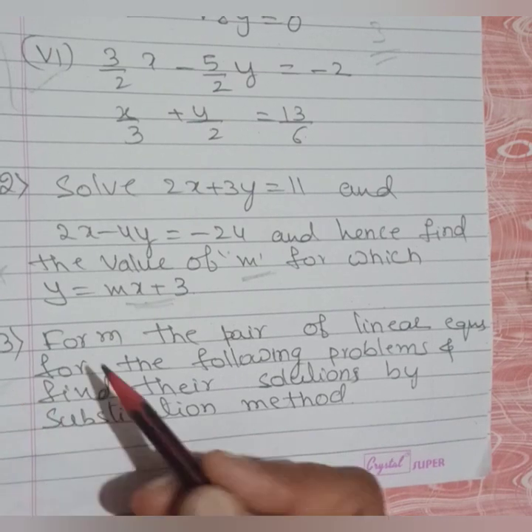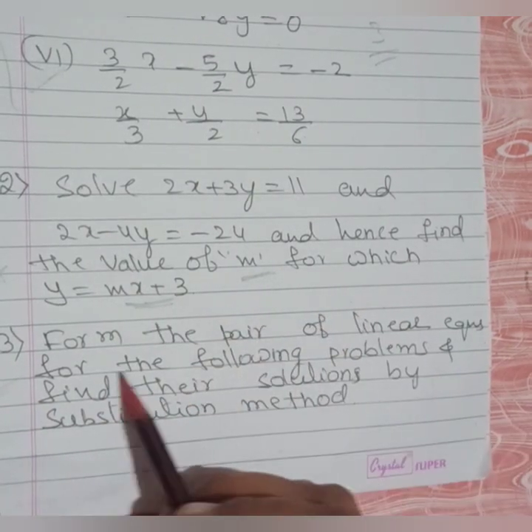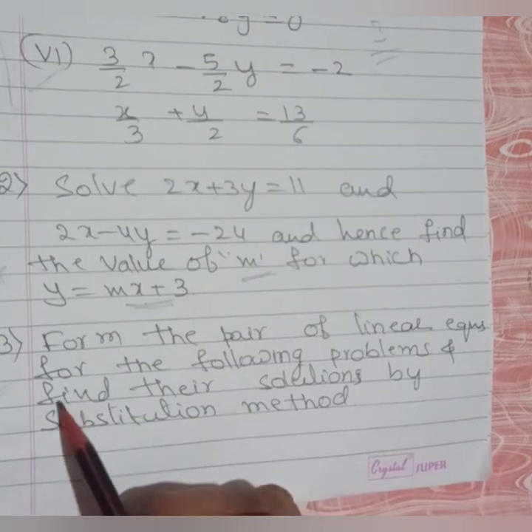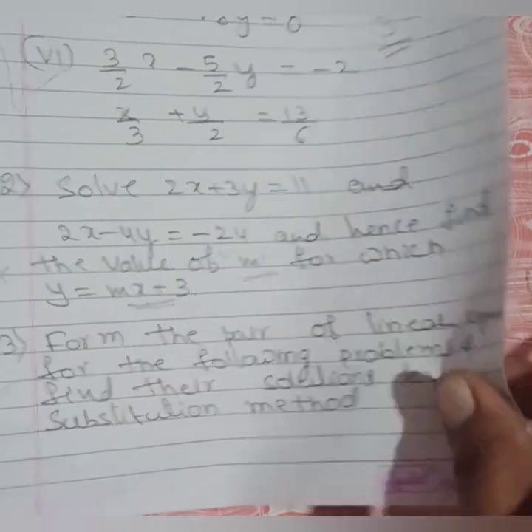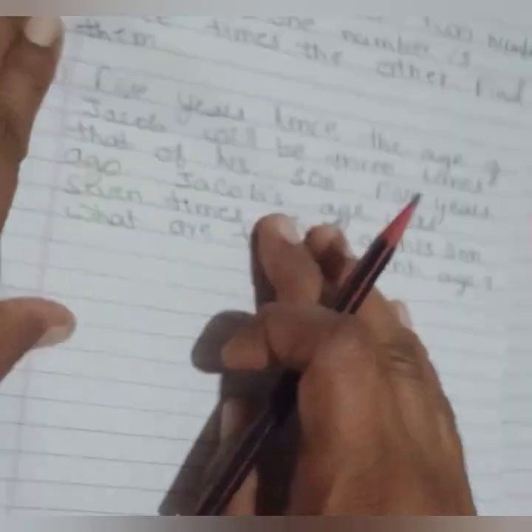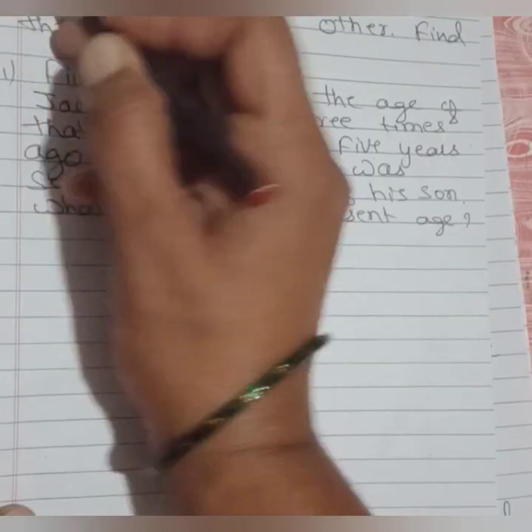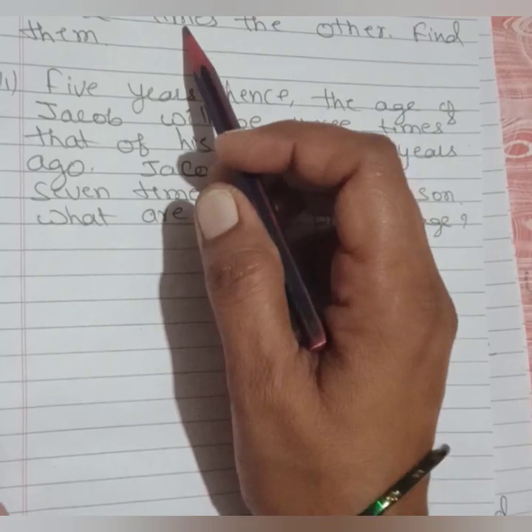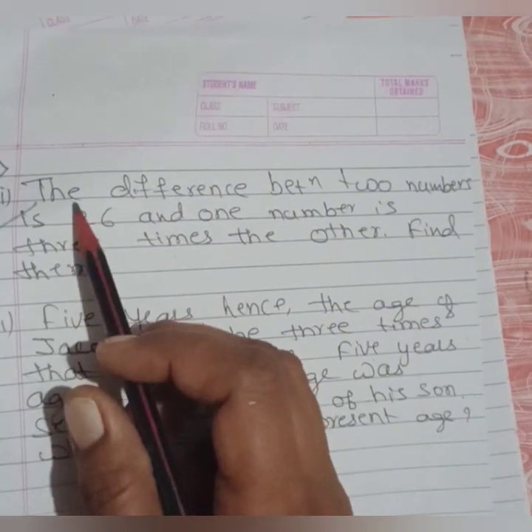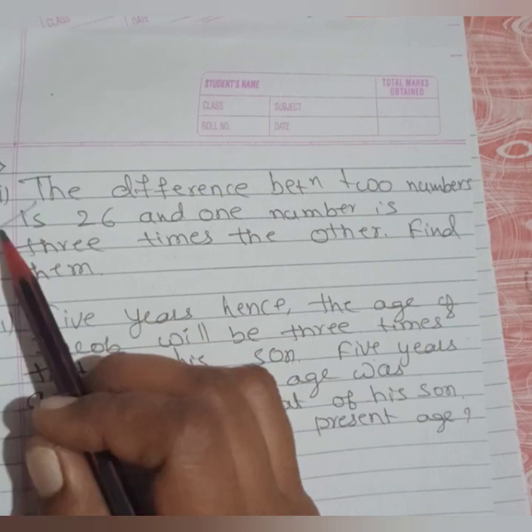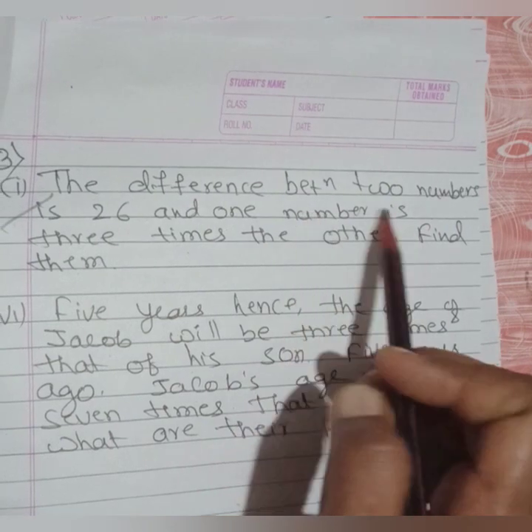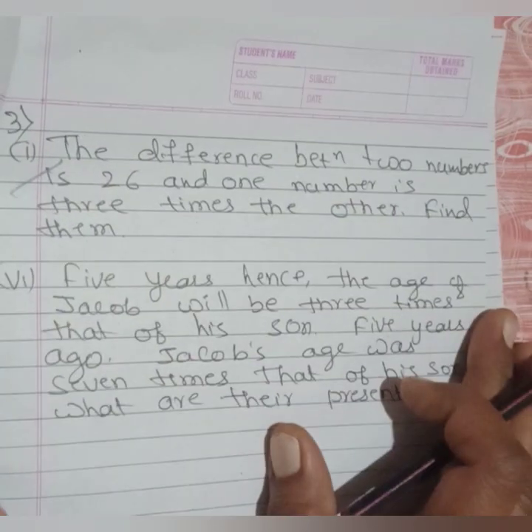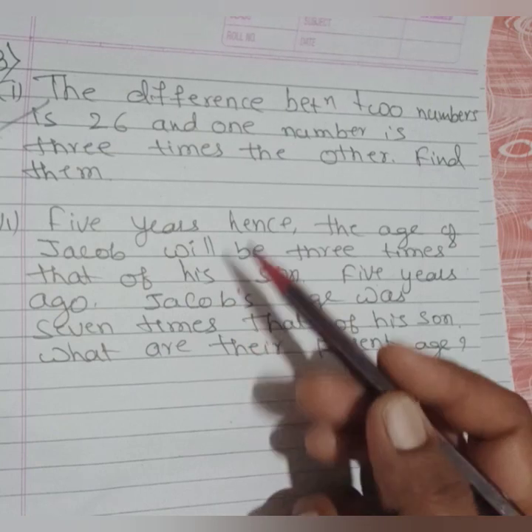Continuing with the third one: form the pair of linear equations for the following problems and find their solutions by the substitution method. So practice one of the two problems of this one. Then next you have the third. In that, the first one is: the difference between two numbers is 20. Simple questions like this will be asked in the examination. Of the third one, you practice the first. The difference between two numbers is 26, and one number is 3 times the other. Simple concept here; you can easily form the equation. So you try this one.